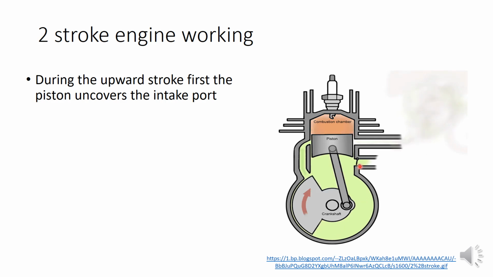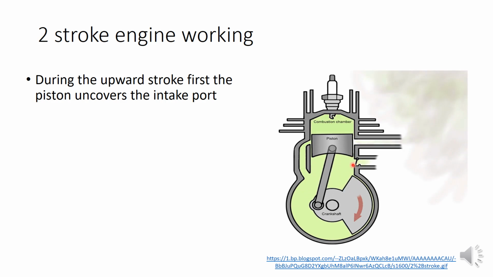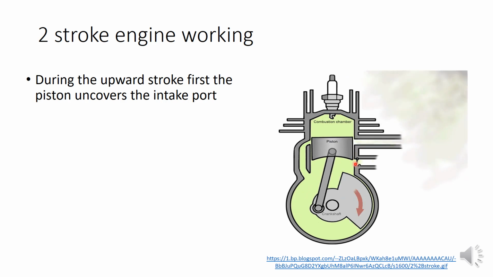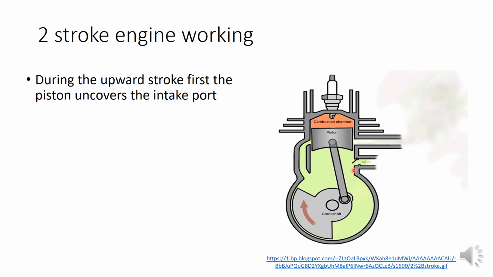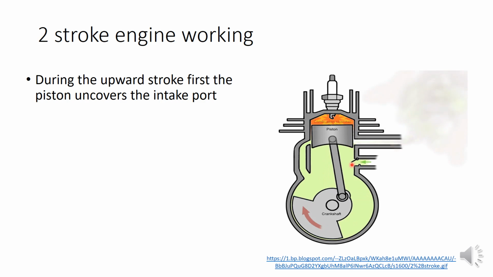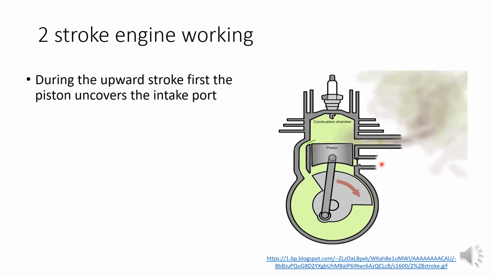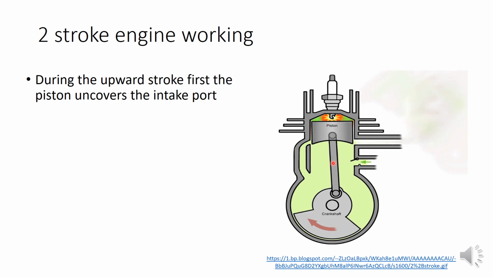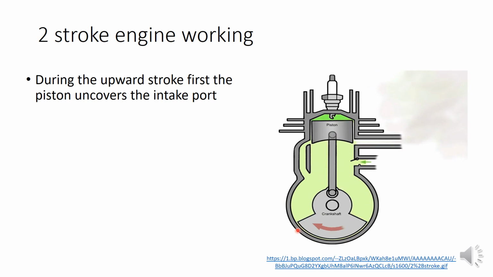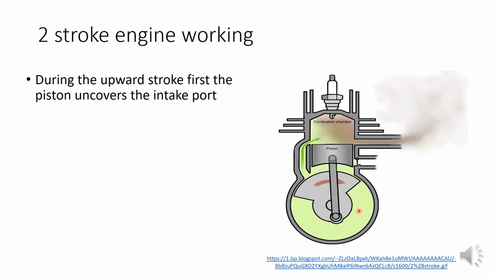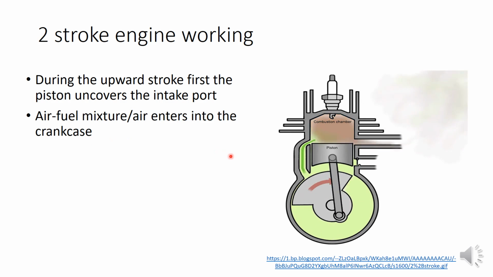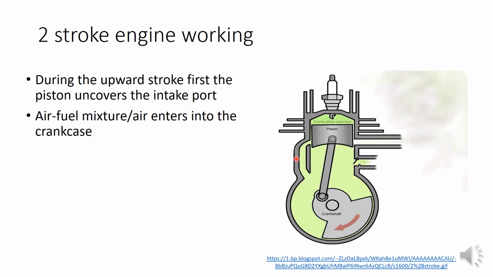So what is the first thing that happens in the upward stroke? Yes, you can see here it will uncover the inlet port. See here, moving upward, initially it covers the intake port, but then it uncovers the intake port. So the first thing that happens is the suction through the intake port. When the piston moves upward, it uncovers the intake port, and the air fuel mixture from outside, from the fuel tank or from wherever it is, will enter into this crankcase. So that is the first thing happening. Not above the piston but below the piston, the air fuel mixture or air will be entering into the crankcase.